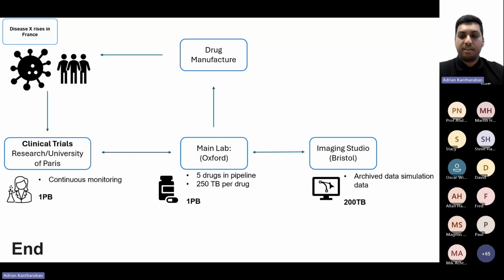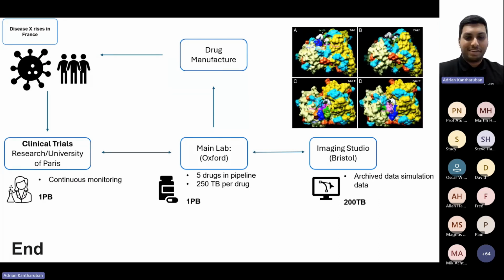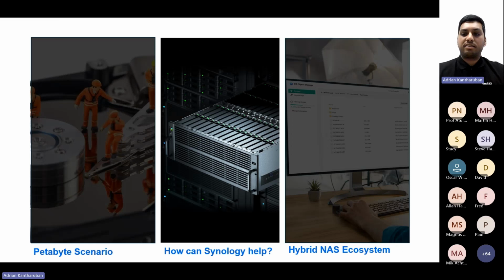So in this scenario, we started with 50 to 100 terabytes, and in the process, we've already ended 2 sites at around 1 petabyte. And just to show you exactly what Bristol, the imaging studio, is sending forward, it's that. Next. So how can Synology help?